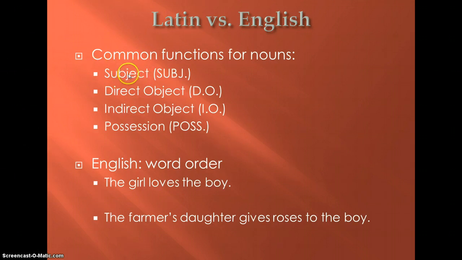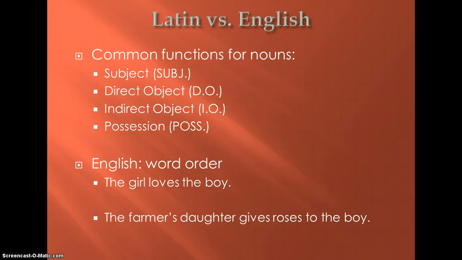So, the subject of a sentence tells you who or what is doing the action of the verb. The direct object of a sentence essentially answers the question, what, after you say the verb. It is the thing that is most directly affected by the action of the verb. The indirect object is also affected by the action of the verb, but in a more indirect way. Usually you can find the indirect object by asking to whom or for whom the action of the verb is being done. And then of course possession is when one thing has ownership or possession over another.